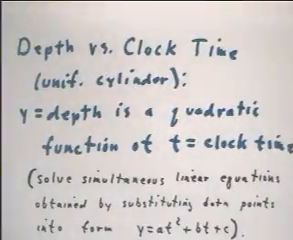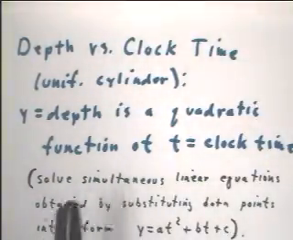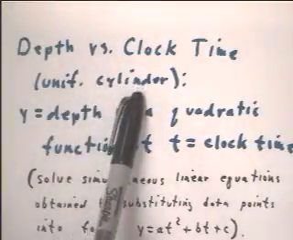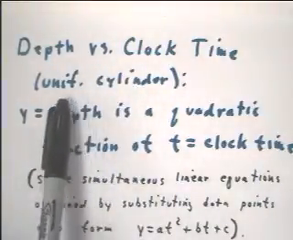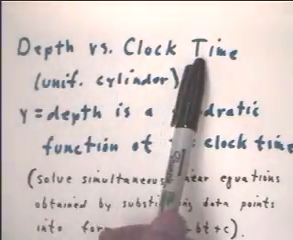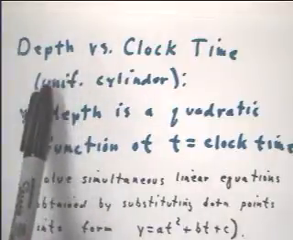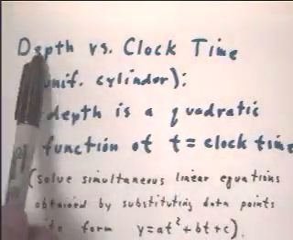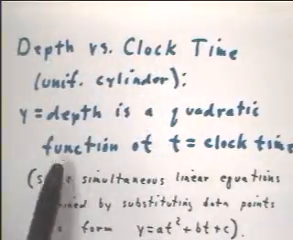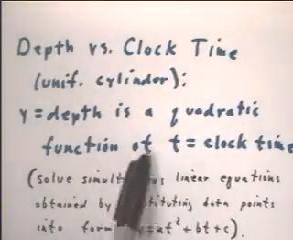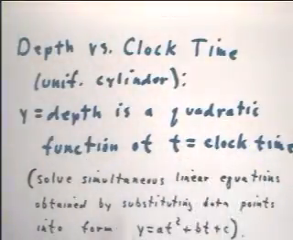As you've already seen to an extent, and as you will see to a greater extent later, if you have flow of water from a uniform cylinder through a uniform hole, then the depth versus clock time, if y is the depth and t is the clock time, will be a quadratic function. That is, y equals depth will be a quadratic function of t equals time.